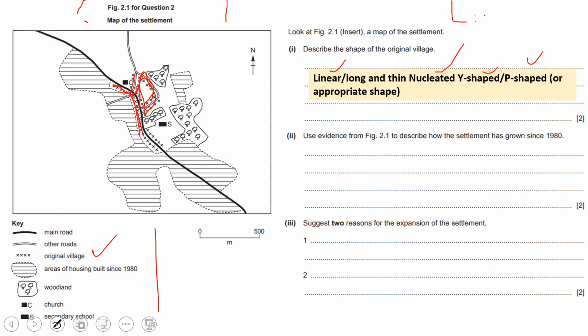The next question is: use evidence from figure 2.1 to describe how the settlement has grown since 1980. So how has this settlement grown? Now, if this is the original village, it has grown outward, but now they want us to describe how. So in this type of question, try to still say what you can see. That's how I call it. But in this type of question, make sure you use your cardinal points very well and try to use what is called relative location.